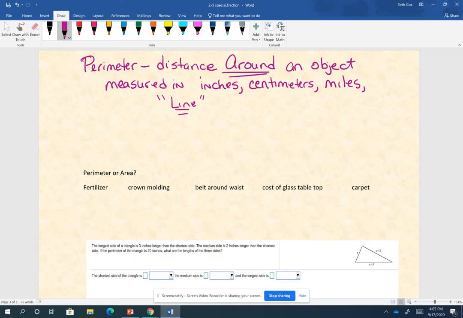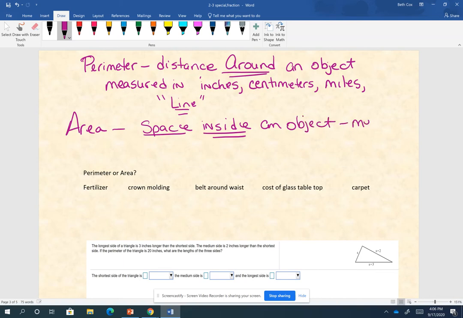It's one-dimensional. But anyway, whatever. Area is the space inside an object. And this is measured in squares.